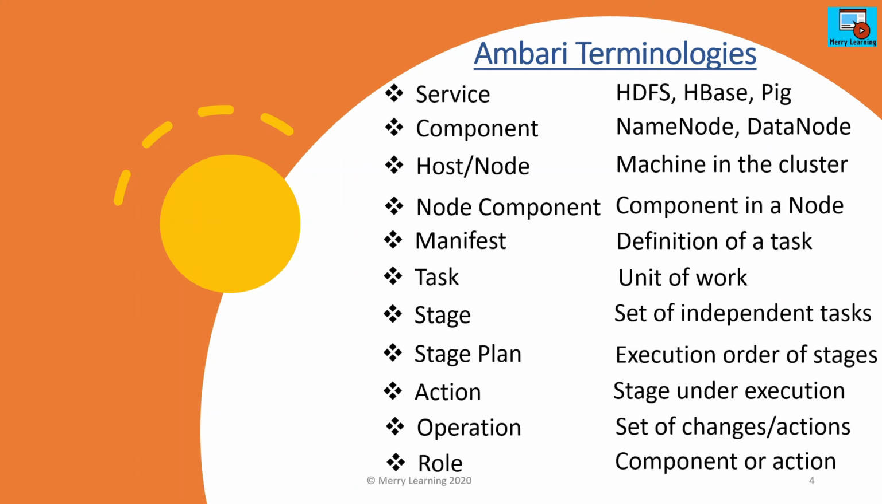So a quick recap: service, HDFS, HBase, Pig, etc. Components in the service like name node, data node. Machine in the cluster, host or node. Components in a node, the node components. Manifest gives the definition of a task, wherein a task is a unit of work. Set of independent tasks is called a stage. The execution order of stages is called stage plan. A given stage under execution is an action. Set of changes or actions is called an operation. A role can either be a component or an action.